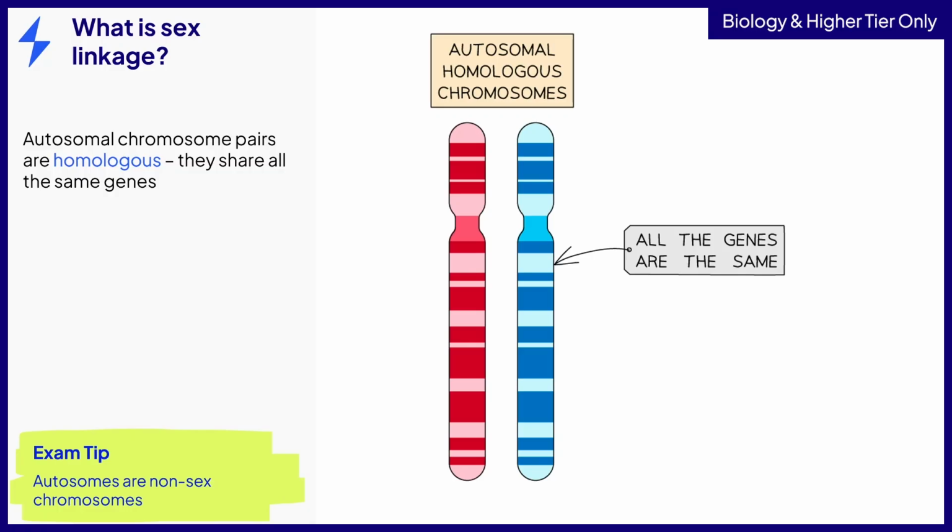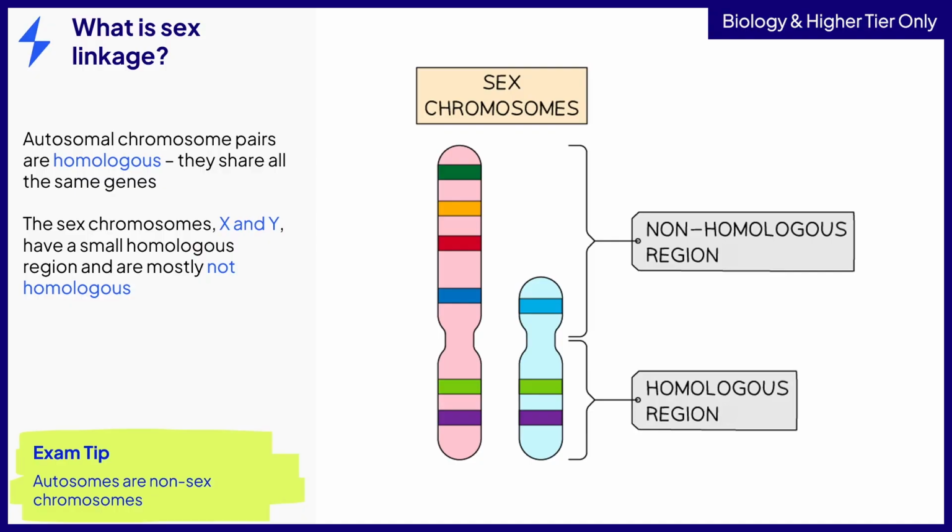They are homologous and exhibit normal inheritance, where dominant alleles are always expressed, and there must be two recessive alleles in order for them to be expressed. However, the Y chromosome is both unique and unusual. It is much smaller in size compared to the X chromosome and does not share all the same genes. Instead, the X chromosome has a large section which is non-homologous.